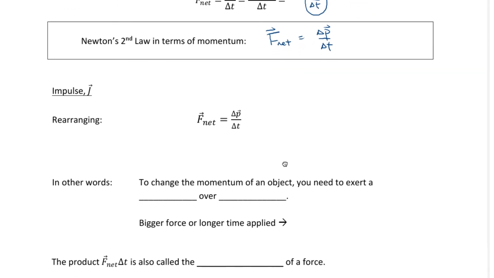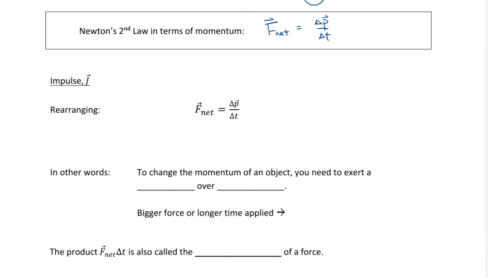Now, we can rearrange that to give us this relationship, that F net times the elapsed time gives us the change in momentum. And this product, F net delta t, is given the term impulse, and that has the symbol J like this. So rearranging this, we get F net delta t is equal to delta p. In other words, to change the momentum of an object, you need to exert a force, and you need to do that over an interval of time.